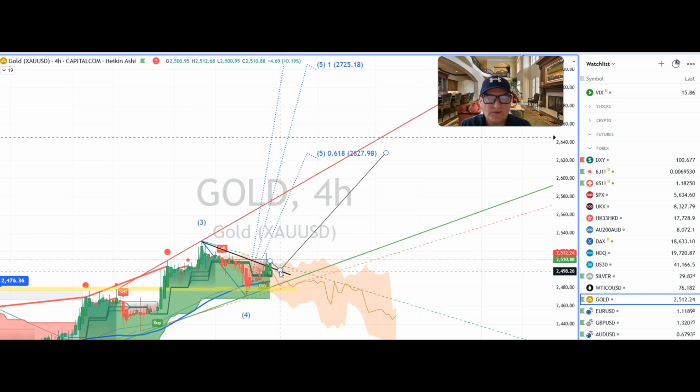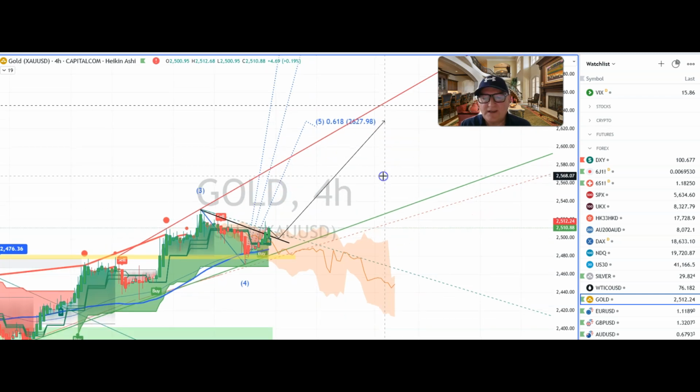24.99 would be perfect on that trend line. And then I do expect it to head for 26, 27. Get your accounts ready. It's going to be a lot of fun.